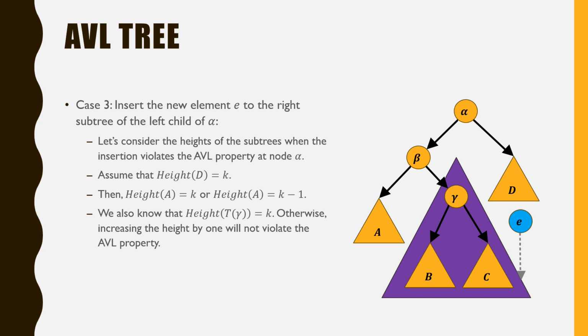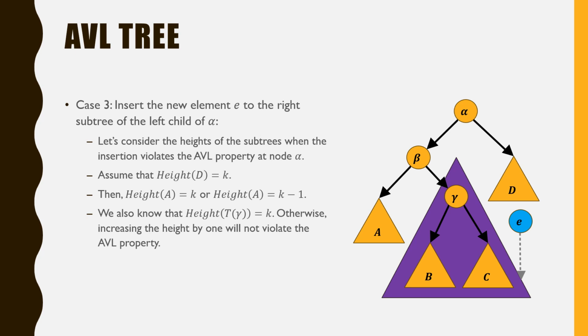If the height of A is k minus 2, the maximum height of T gamma can only be k minus 1, as both of them are the subtrees of node beta. Even if the insertion increases the height of T gamma to k, it won't be able to trigger an AVL property violation since alpha's left subtree only has a height of k plus 1. At last, the height of T gamma can only be k.